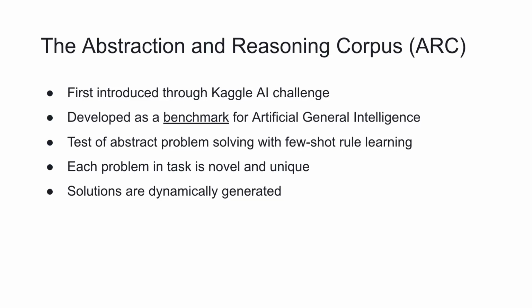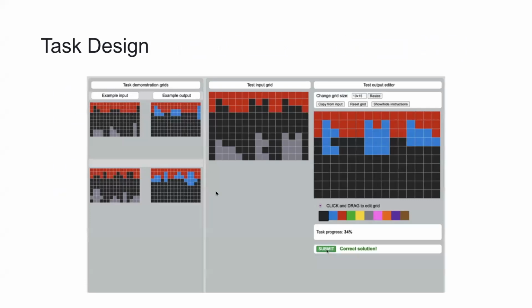Programs see a limited number of examples in order to learn a rule, and then apply that and come up with an answer. Each problem in the task is novel and unique. Solutions are dynamically generated. I'm going to show you what that looks like here. So we've adapted this task for human problem solving, and this is what my interface looks like.